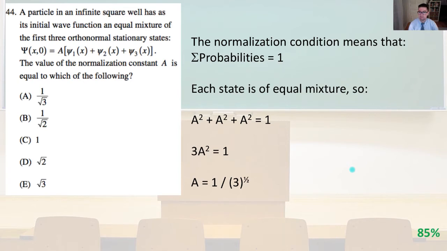So the normalization condition means that the sum of the probabilities must equal 1. Each state is of equal mixture, as the problem states, so we're going to have A squared plus A squared plus A squared when you distribute that A to psi 1 of x, psi 2 of x, and psi 3 of x. So A squared plus A squared plus A squared has got to equal 1. And so 3A squared equals 1, and A simply equals 1 over the square root of 3. And that is answer A.